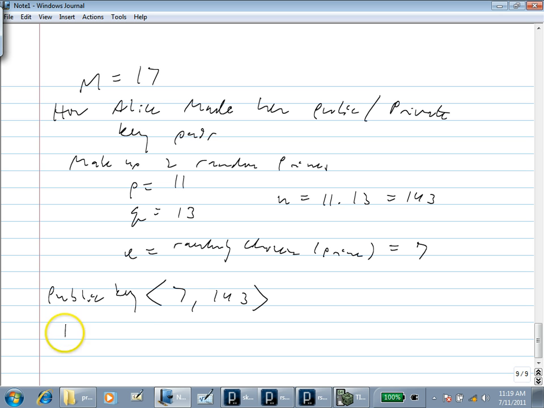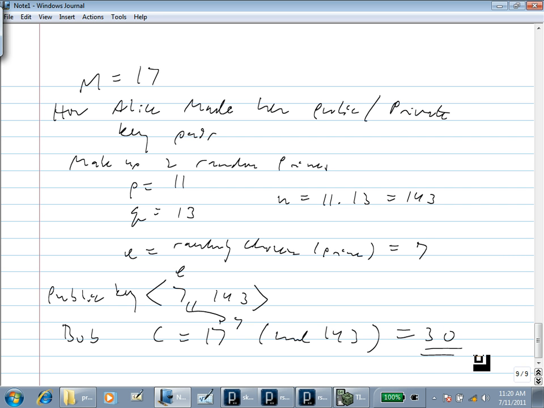And remember from before, Bob wanted to send the message 17 to Alice, so he knew what to do with this public key. He raised his number to the E power, and modded it by 143. And out came the number 30, encrypted. He sends the number 30 over to her using her public key that she basically randomly created by making up two random primes, multiplying them together. A third random prime became the e-value. Here's my public key. Encrypt and send it to me, and it's safe.